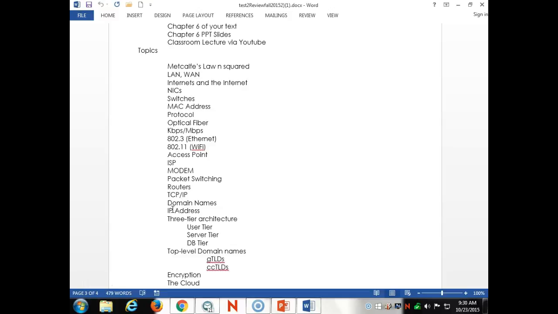Protocols that we use: 802.3 is a standard known as Ethernet. 802.11 is a standard known as Wi-Fi. We talked already about an access point.